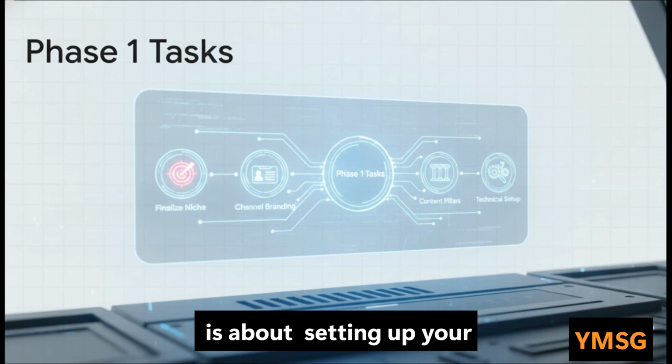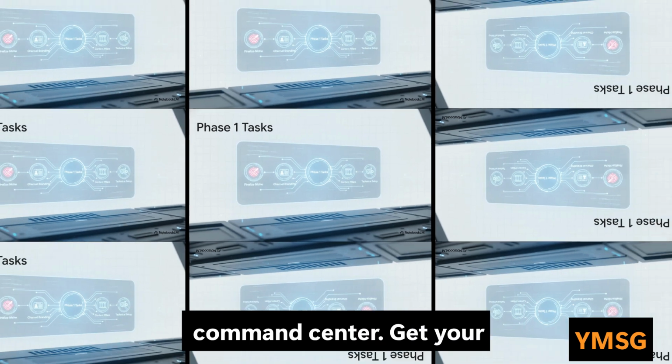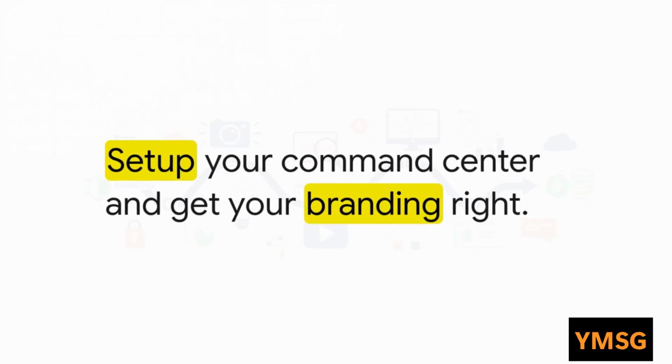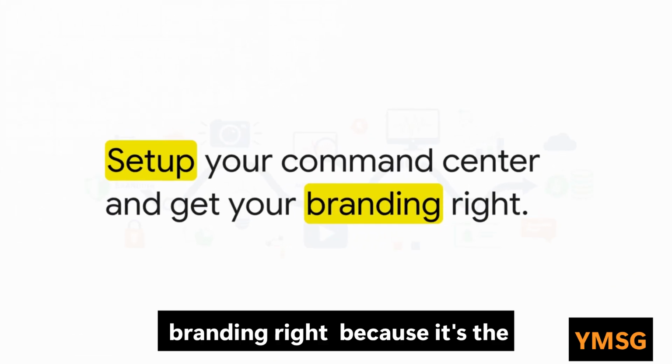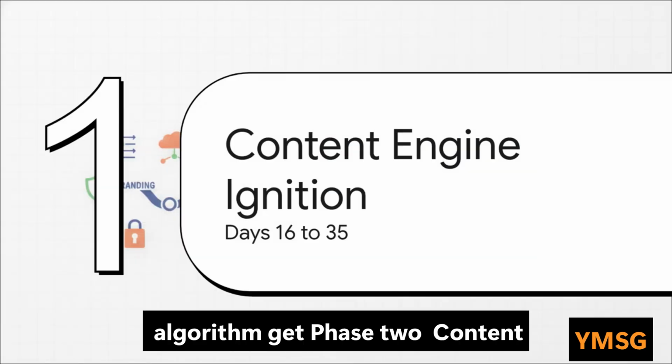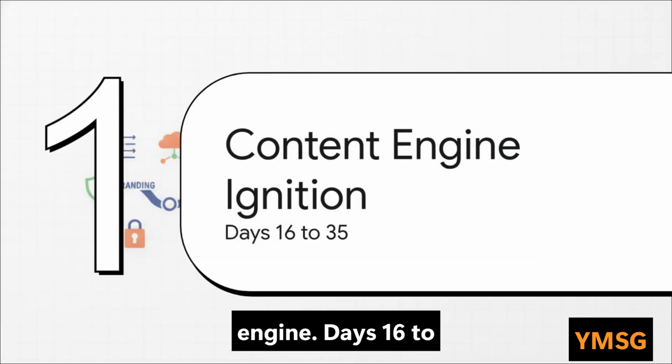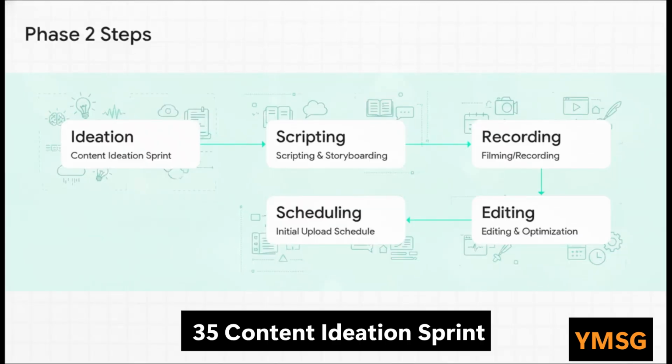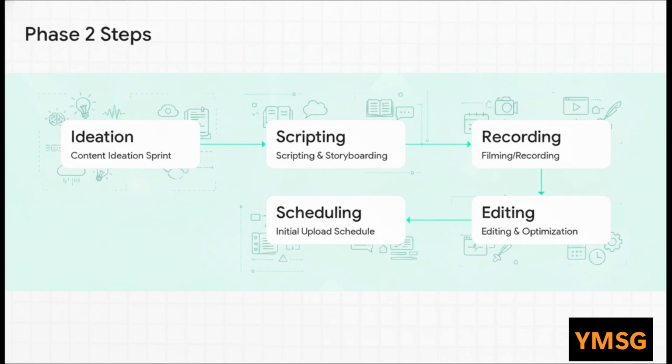This phase is about setting up your command center. Get your branding right because it's the first impression viewers and the algorithm get. Phase 2, content engine ignition. Day 16 to 35, content ideation sprint.